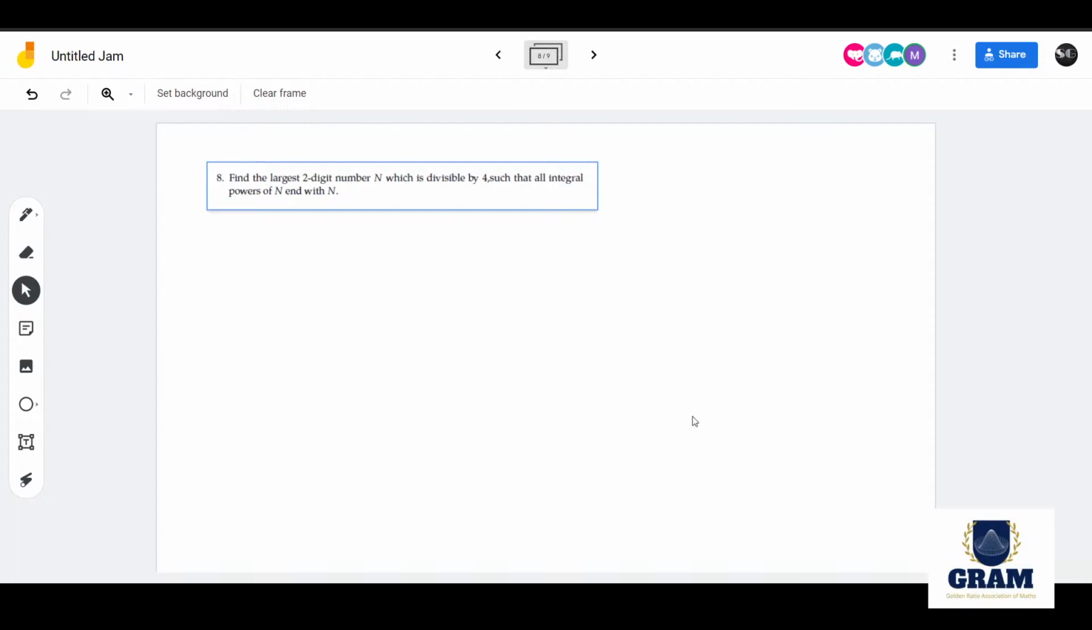Problem 8 was based on modular arithmetic. You just need to find first the unit digit, which keeps repeating. That is, if you square you get that value, and if you cube also you get that value, and that goes on till whatever power you raise it to.